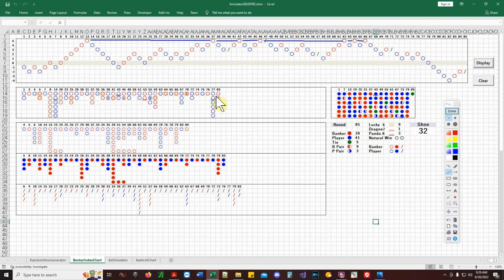This is just another approach to charting and looking at Baccarat shoes. Somebody corrected me and said it's not Baccarat, it's Baccarat. Okay? Tomato, whatever.